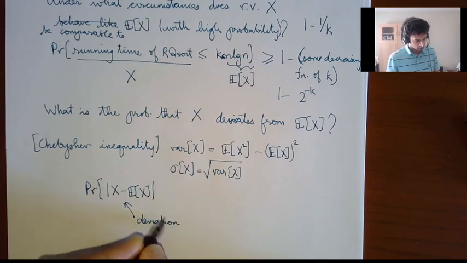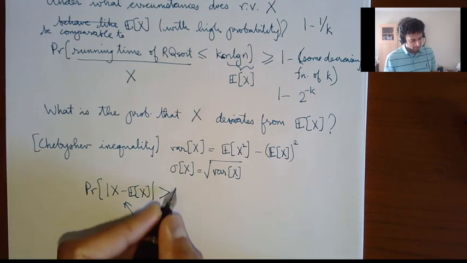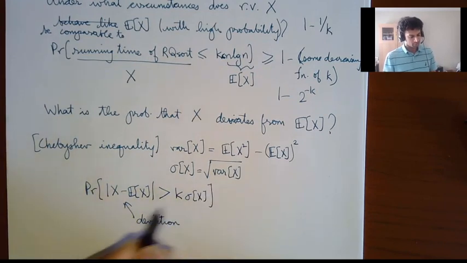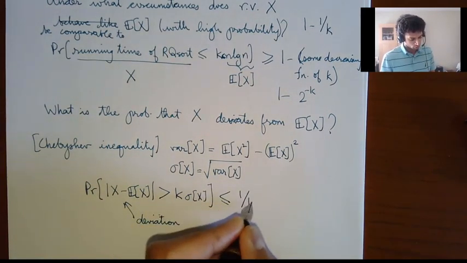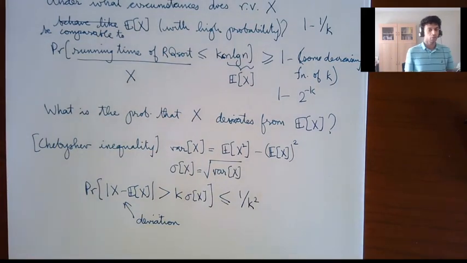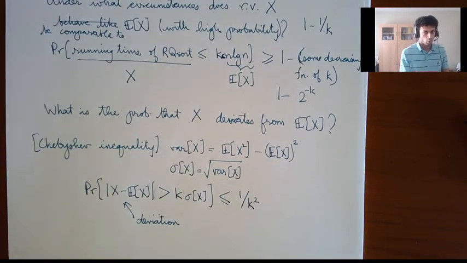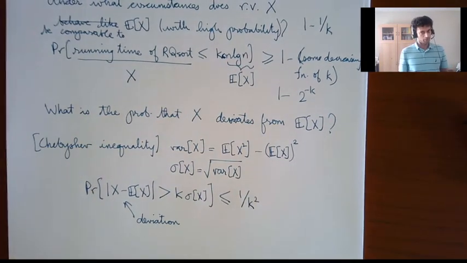This is your deviation. The probability that the deviation is k times the standard deviation is at most 1 over k squared. This is the Chebyshev inequality. Now, we're actually not going to use the Chebyshev inequality today. But what I want to do is to demonstrate something about this bound, which is very important.